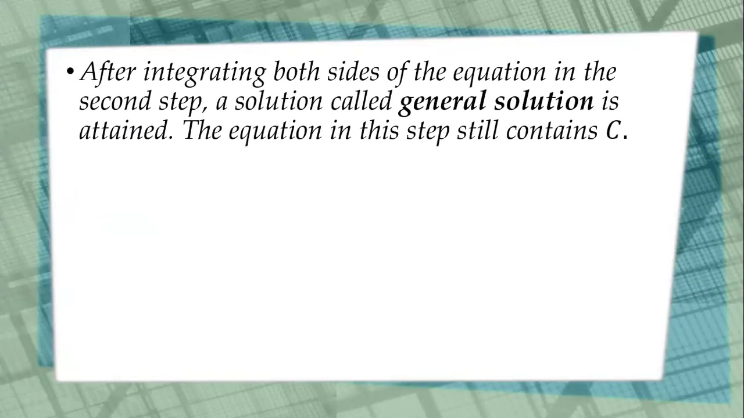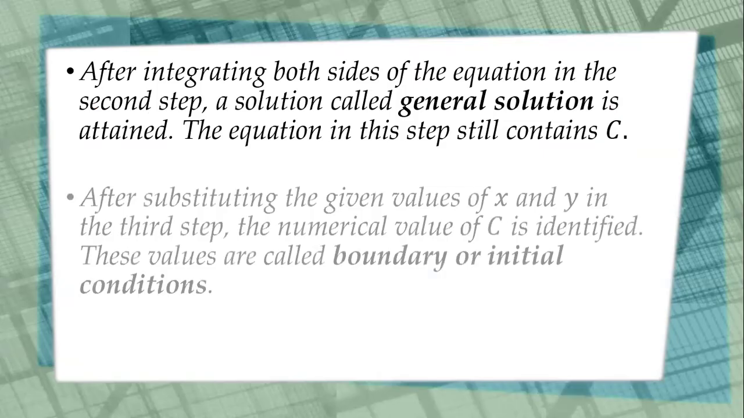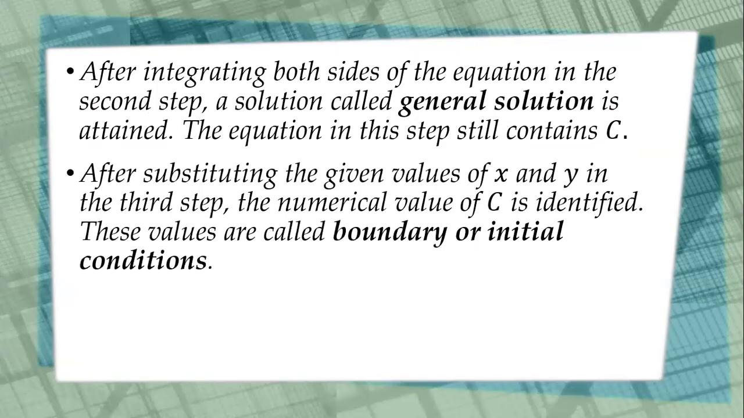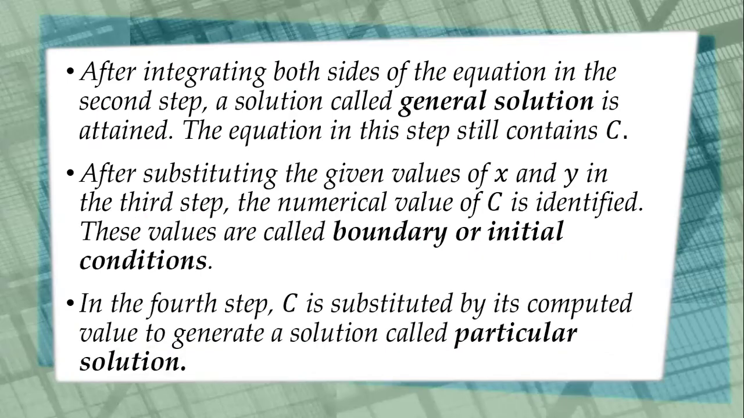Okay? So after integrating both sides, remember that on the second step, what you obtain is always a general solution. That general solution always contains the constant of integration. For the third step, we will use the boundaries or the initial conditions so that you could find the value of the missing c. And after replacing the value of c, you will arrive at another solution, which is what we call the particular solution. This particular solution already has a certain value.